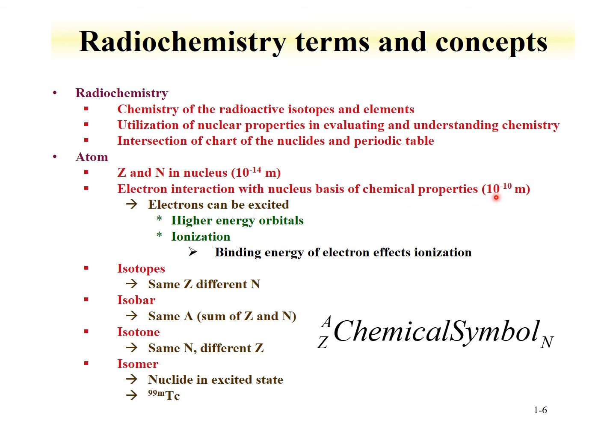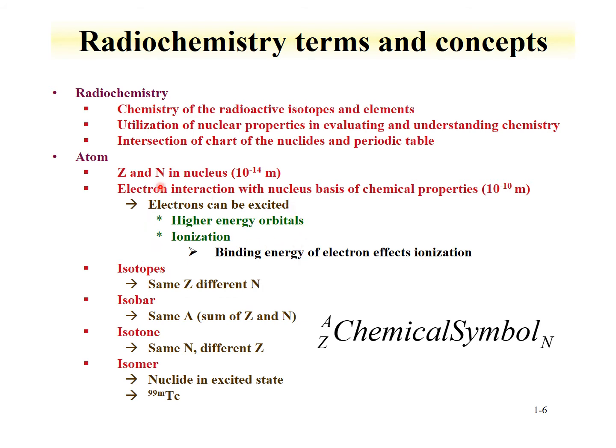Electrons, those orbitals are on the order of 10 to the minus 10 meters. So the bulk of the radius and volume of an atom is composed of electrons, but the bulk of the mass, the small area, is occupied in the nucleus.